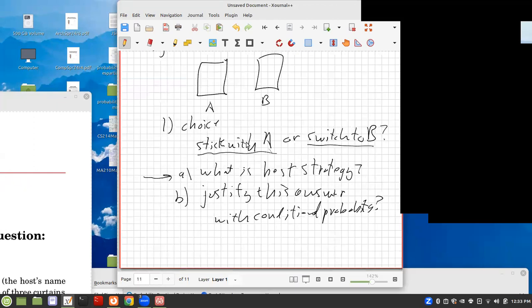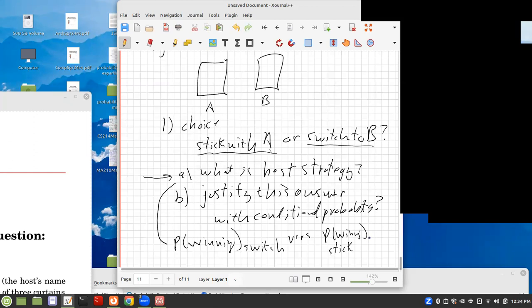And so the question is, what's the probability? The question I want to ask is the probability of winning if you switch versus the probability of winning if you stick with the same answer. So there are two strategies, and you want to compare the probability of winning with switching with the probability of winning with sticking with the same one.